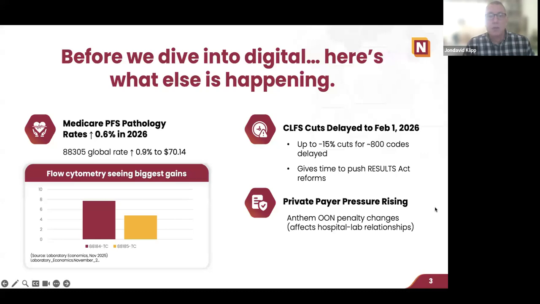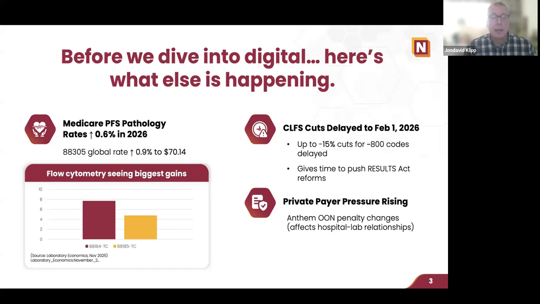Just a quick overview, starting with the Medicare physician fee schedule, which covers reimbursement for technical and professional pathology services. Overall, on average, and it'll vary depending on your laboratory and your pathology group, Medicare pathology rates will be increasing by 0.6% in 2026. Those are the final rates that were released a few weeks ago.